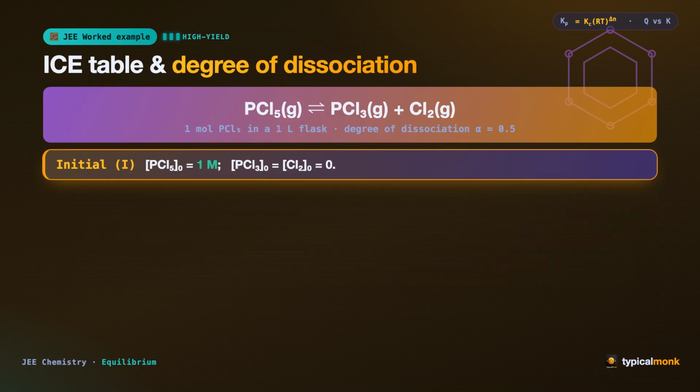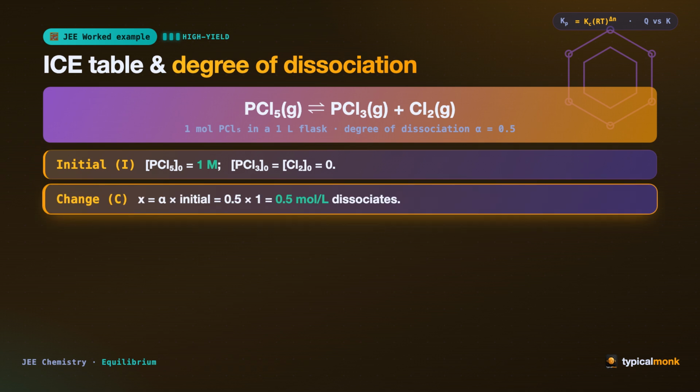Now, the real JEE twist. A full ICE table, solved slowly, the monk's way. Our reaction is phosphorus pentachloride breaking apart into phosphorus trichloride and chlorine gas, and it can just as easily go backward. We are given 1 mole of phosphorus pentachloride in a 1 liter flask, and at equilibrium, its degree of dissociation is 0.5, meaning half of it has broken apart. Step 1. The first row of the ICE table, the initial row. At the start, phosphorus pentachloride sits at 1 molar and both products start at 0.